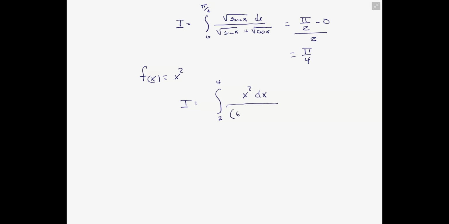And there could be any number of examples. Let's say f of x is equal to x squared. And we have the circumstance where we have I equals the integral from 2 to 4, and we have x squared dx over 6 minus x squared plus x squared. Now, if we have a situation like this, then we have 4 minus 2 on 2, which is 1.